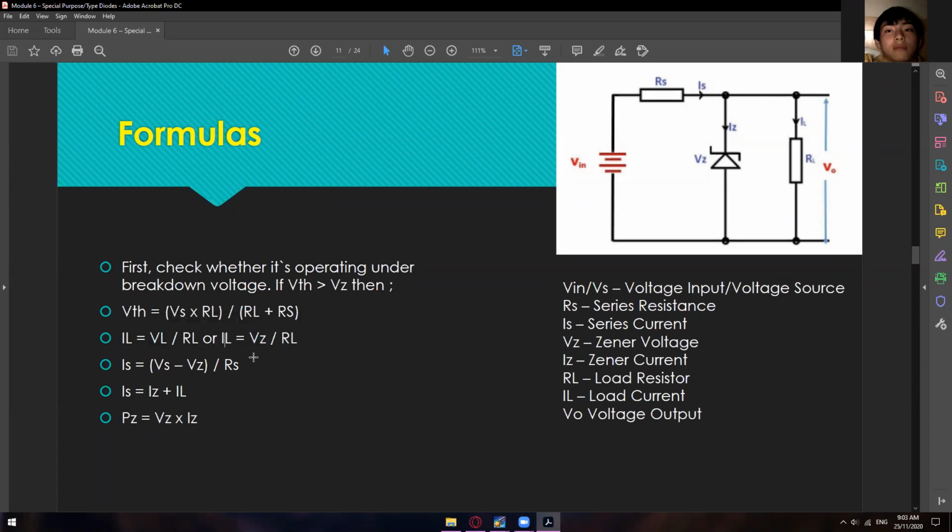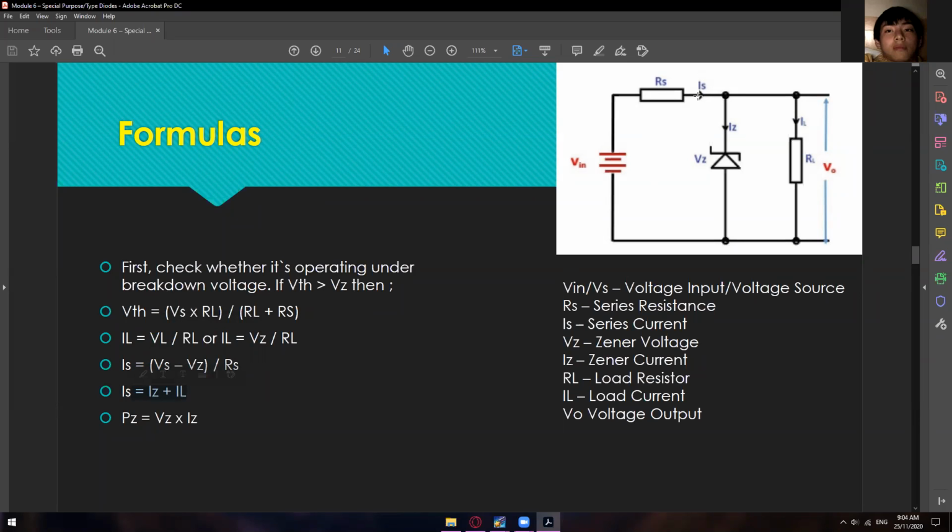And then solving for IS, the series current. You can do this one or this one, but the easiest one is this: IS is equal to IZ plus IL.